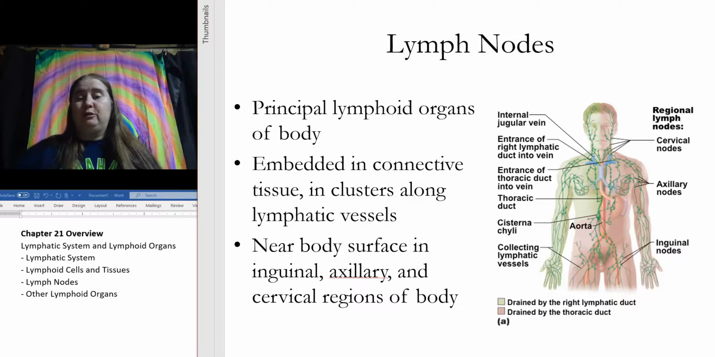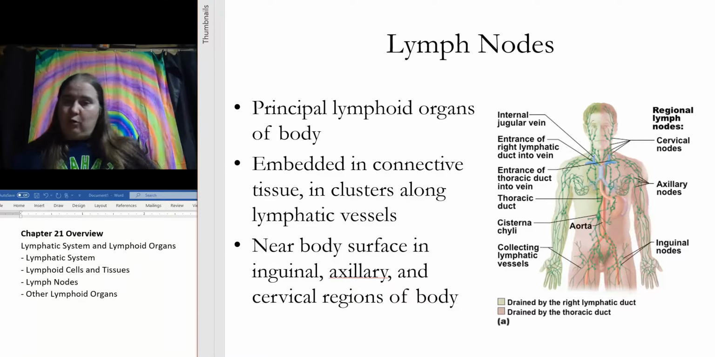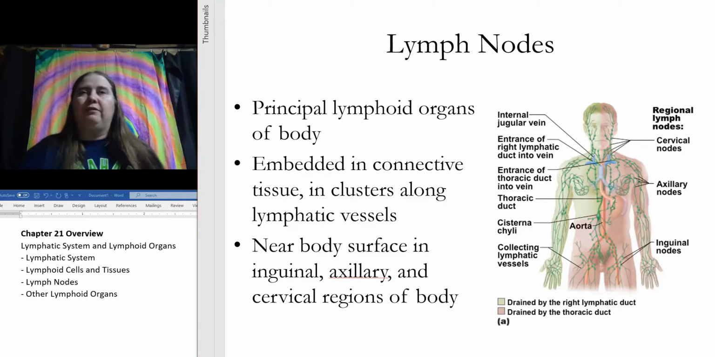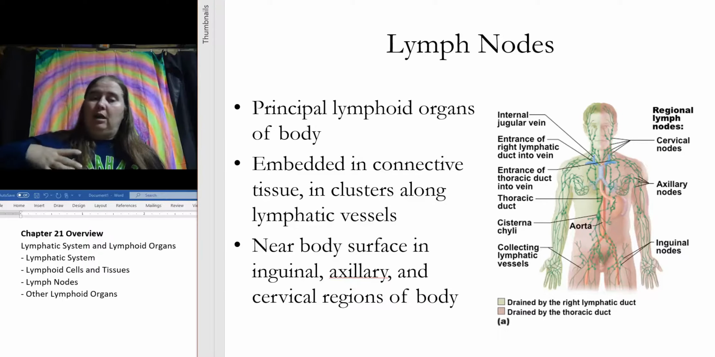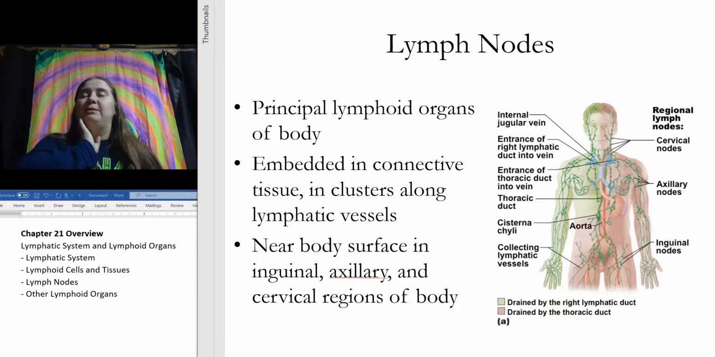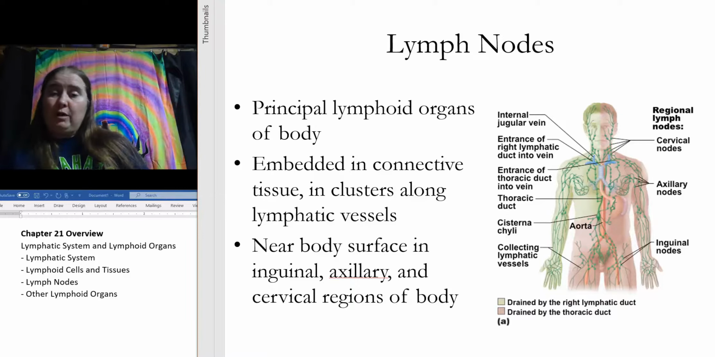So for example, in the inguinal region, which is where the crease of your leg hits your torso, you can usually feel a lymph node. Underneath your arm, in the axillary area, you can feel a lymph node. In the cervical regions, you go to the doctor and they palpate underneath your neck. Sometimes when you're sick, you can feel those lymph nodes become enlarged, okay? So again, you can palpate some of them because they're more superficial.